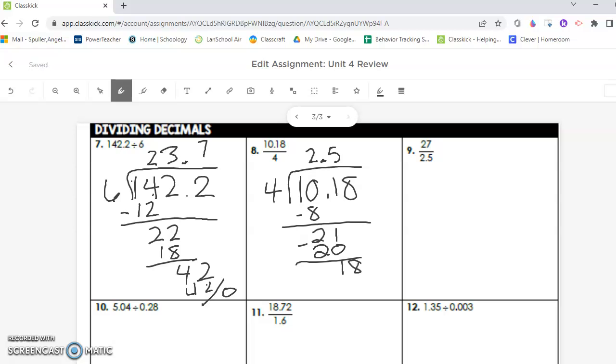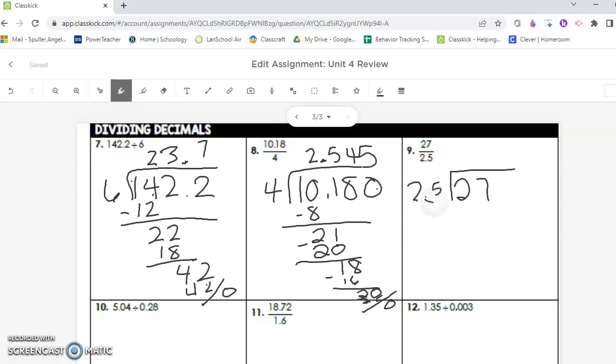Bring down my 8. 4 goes into 18 4 times, because 4 times 4 is 16. Getting ahead of myself, 2. Remember, bring down another 0. Okay, keep adding zeros. 4 goes into 20 5 times. 5 times 4 is 20. And I get 0.